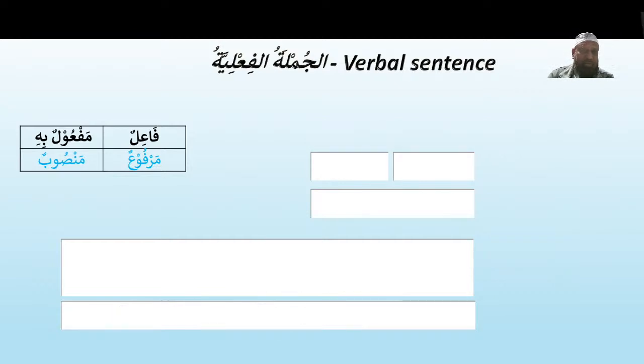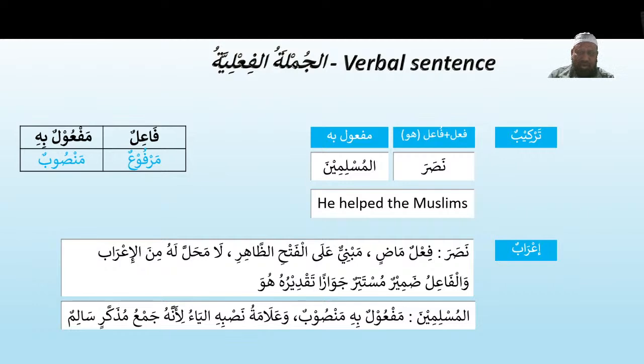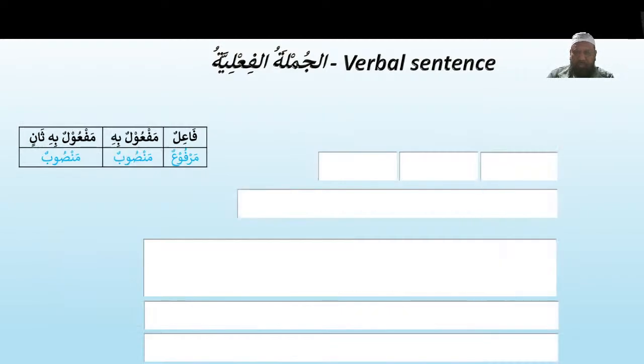Right. Let's see one more. This slide. All right, now we have here 3 boxes. 1, 2, 3. 3 boxes. Possible we may have a fa'il here as the اسم ظاهر. And look at the chart: فاعل مرفوع and مفعول به منصوب, مفعول به ثانٍ منصوب. Just a reminder, we all know the Arab of مفعول به ثانٍ.